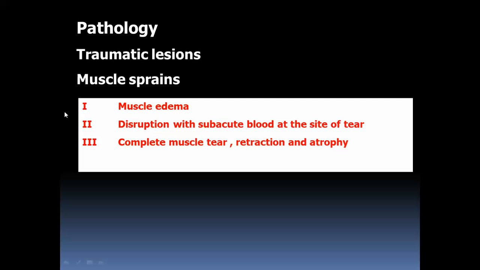In the trauma lesions, we might get muscle sprain, starting by muscle edema, or disruption or complete tear. Disruption or laceration, you will find blood. The word laceration or disruption are the same. It means blood at the site of the tear, and complete muscle tear means retraction and ends by atrophy. So again, traumatic lesions in the muscle could be muscle edema, could be laceration or disruption, and complete tear, lastly resulting in retraction and atrophy.